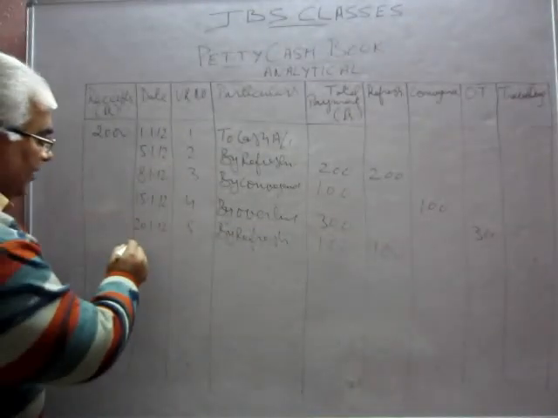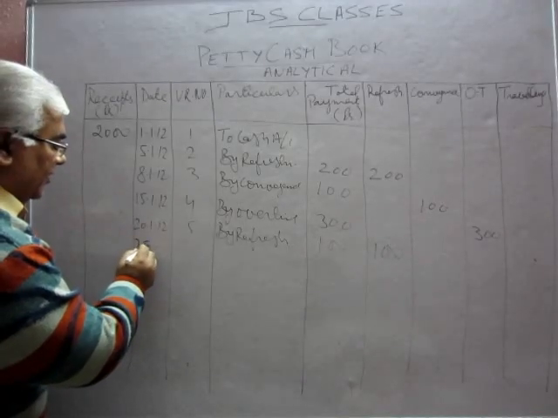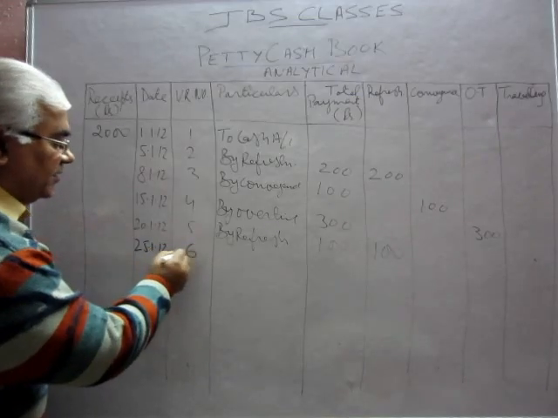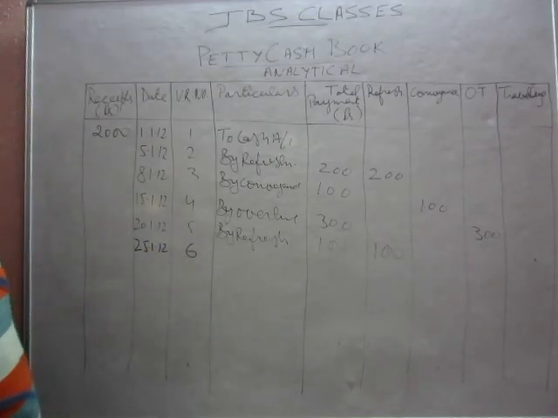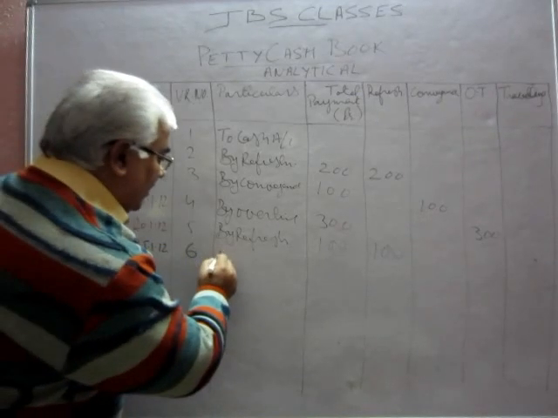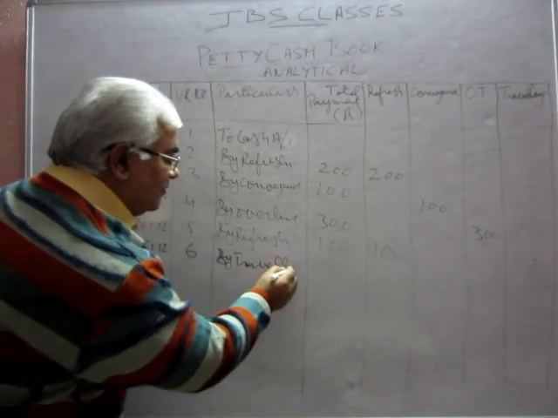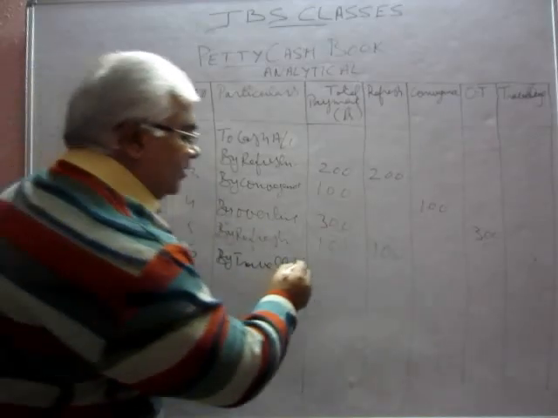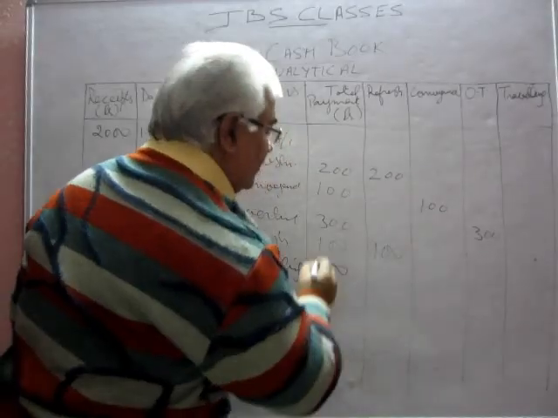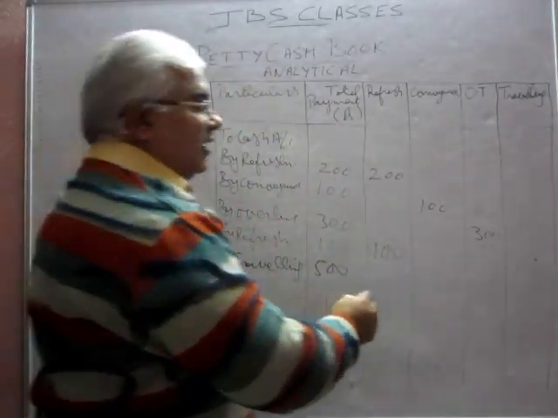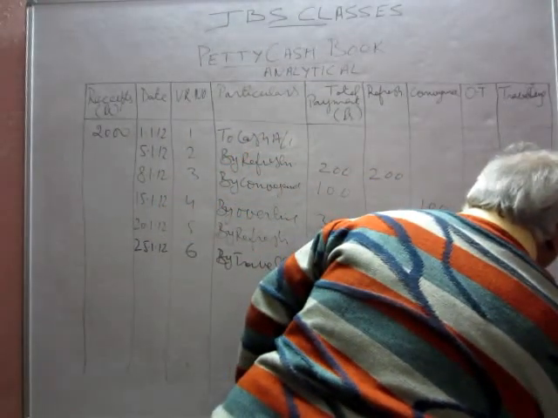And next payment, if he makes it on say 25th, voucher number 6, he makes for traveling. So he will write by traveling 500 rupees. He will write in the total payment also and in the traveling also.